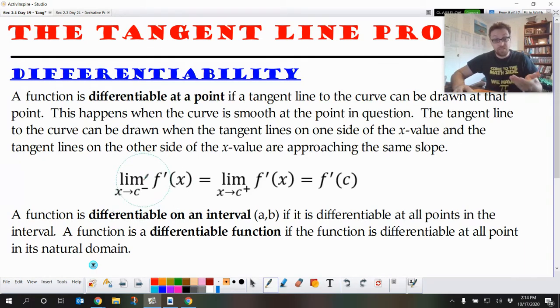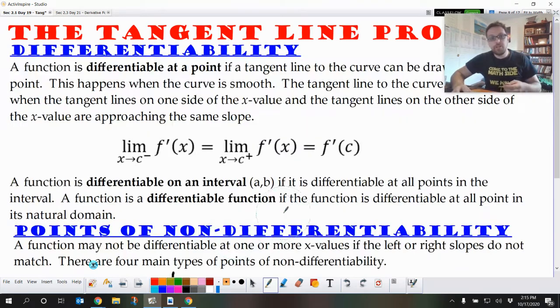So we want the slope of the tangent line, because remember, the derivative is the slope of the tangent line, on one side to be the same as the slope of the tangent line on the other side, and they should be the same in the middle. Once you reach that middle point, it shouldn't freak out and do something else.